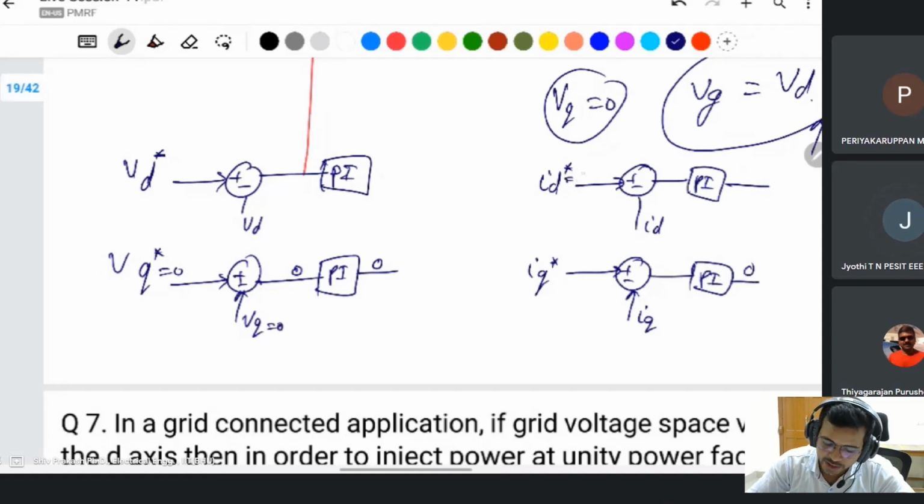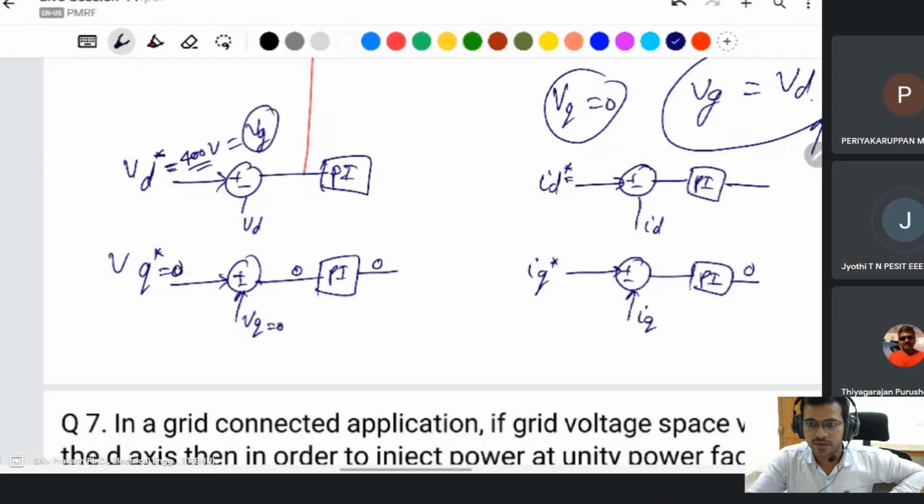This is the set reference for the grid system. If you take this one as a reference, like if you want this to be 400 volt and this to be 0. Then same as this is the VG, the output voltage of the grid, of the inverter system. This is all controlling of the inverter switches.